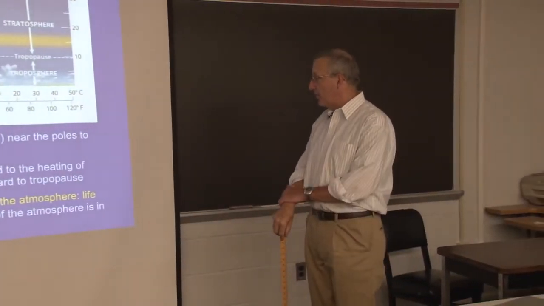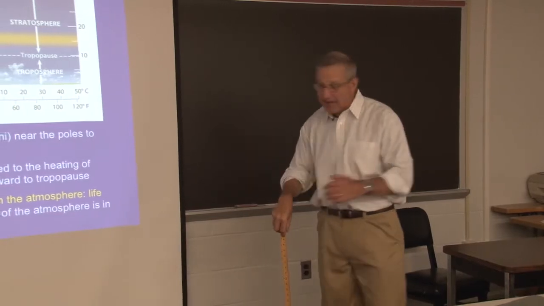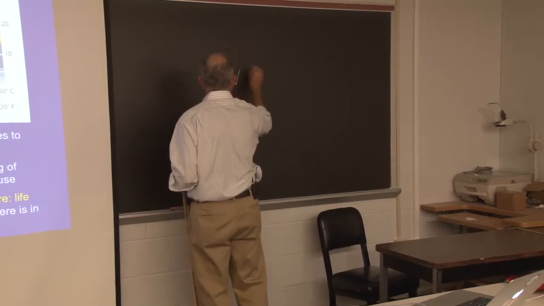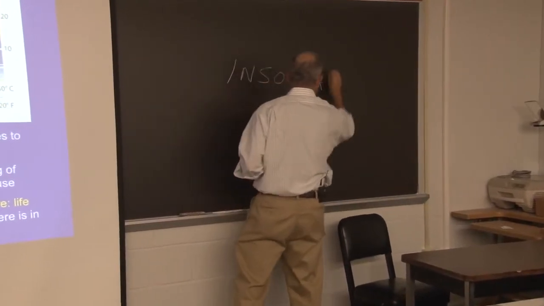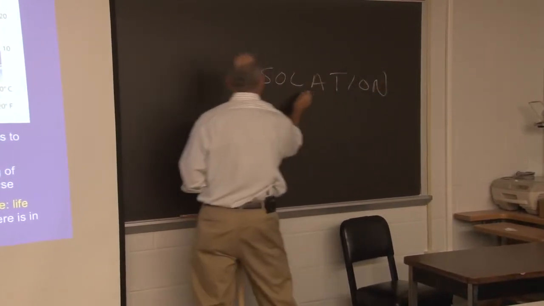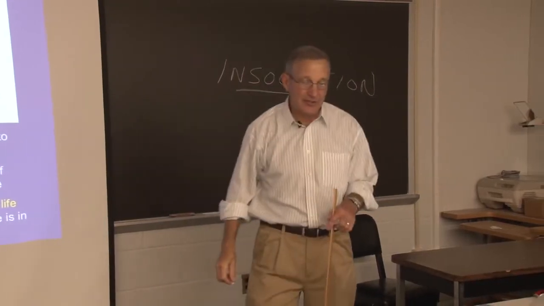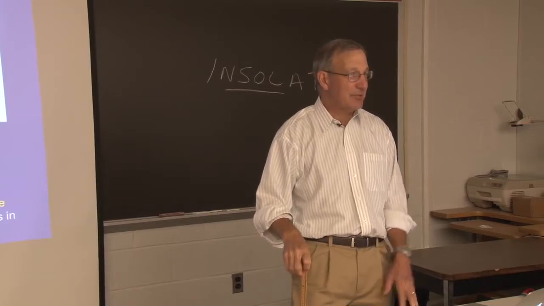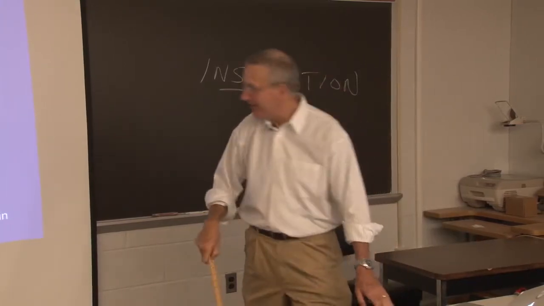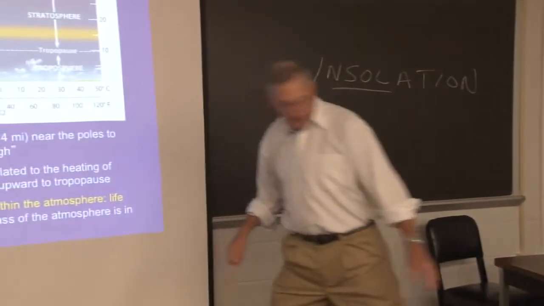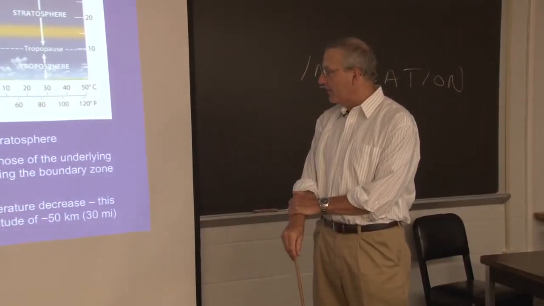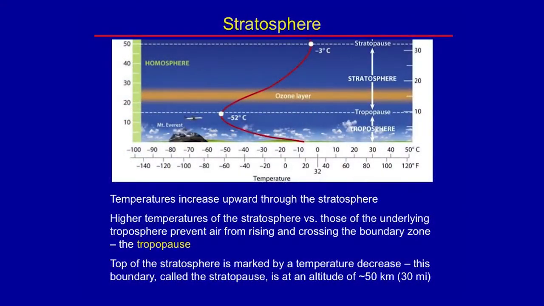The temperature in the troposphere is related to the heating of the Earth by solar radiation. We call that insolation, which means incoming solar radiation. The SOL stands for Sol, the name of our sun. This is not like insulation, which you put in your wall, which has a U in it. It's just different. So as we said before, temperatures decrease going up in the troposphere and then increase going up in the stratosphere.